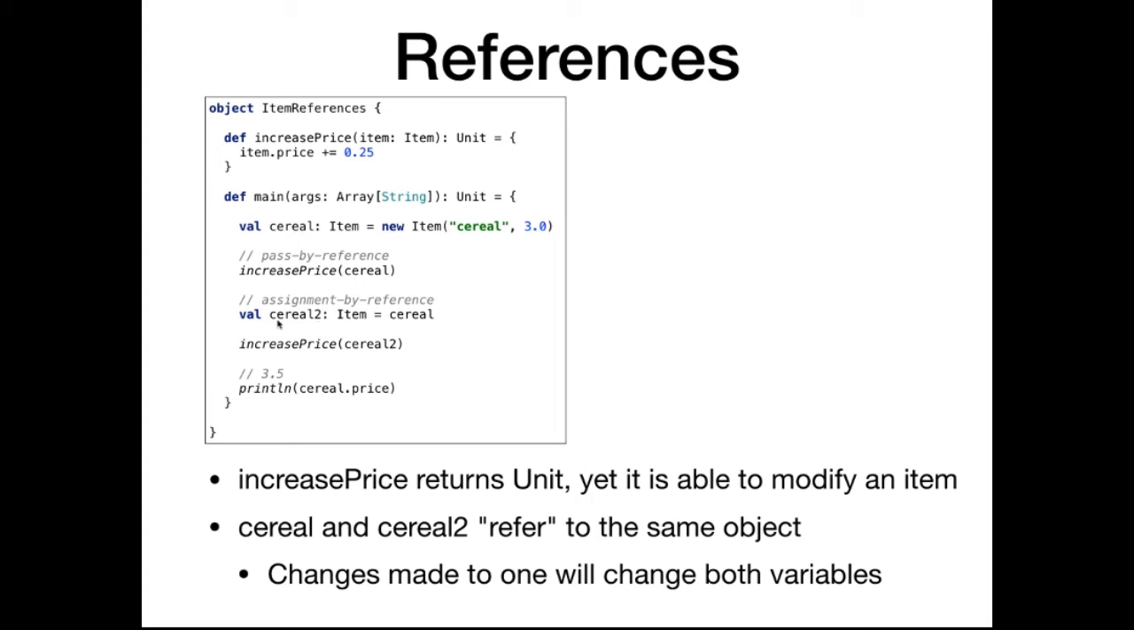So when we increase the price of cereal2, give that to item, and increase the price by a quarter, we're actually making those changes to the same object that's stored in the variable cereal. So the price of cereal is now $3.50. Even though we've never said cereal.price plus equals anything, both of those changes occurred in that same object.